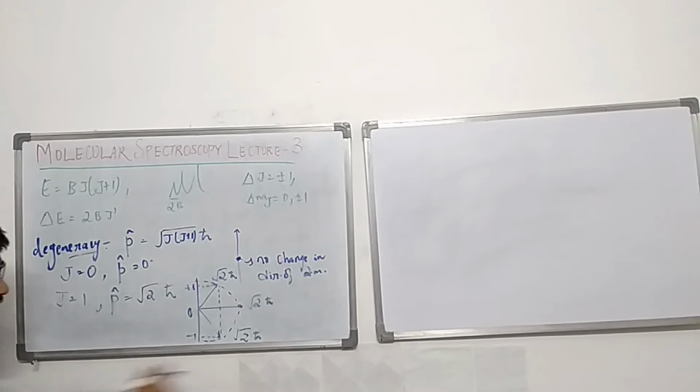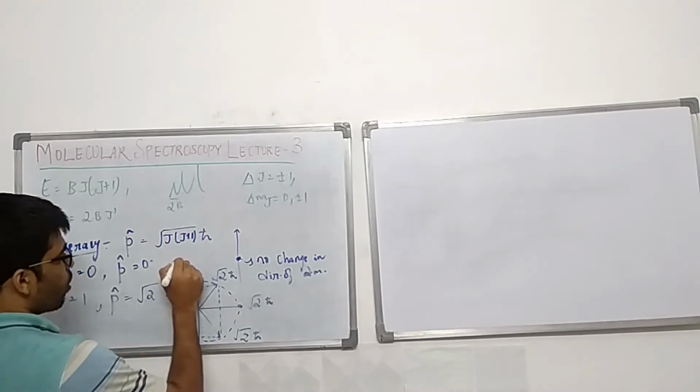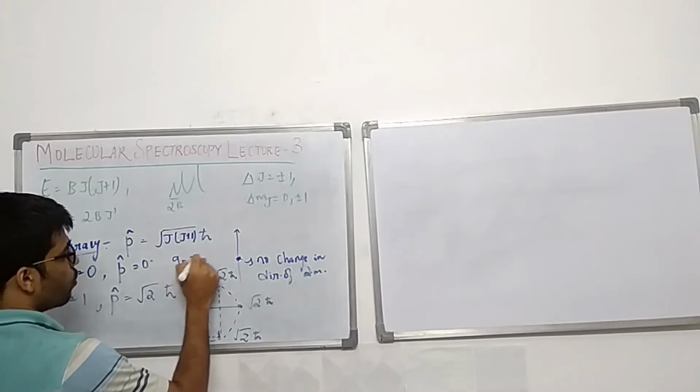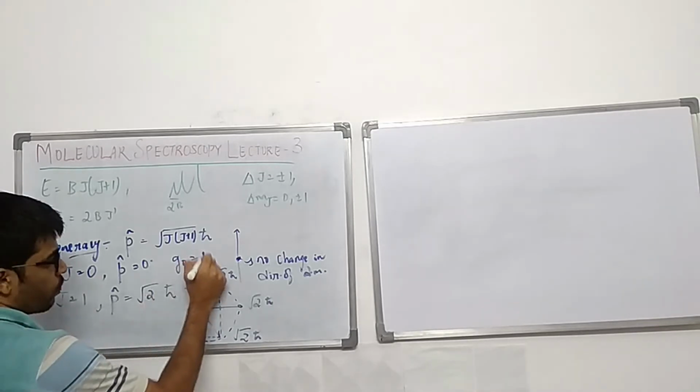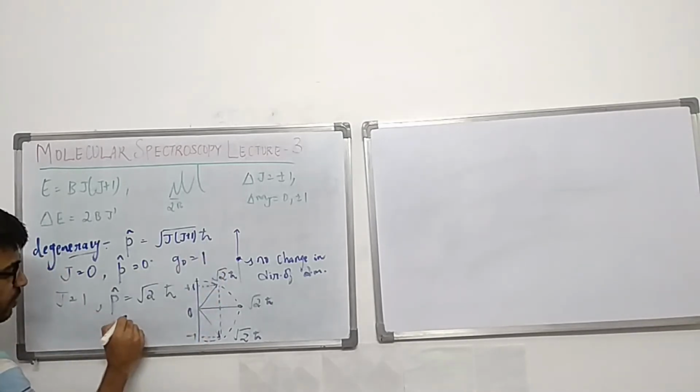Okay. So that means the degeneracy for J equals 0 was 1. There is only one possible state. Degeneracy for J equals 1 is 3. There are 3 possible rotations for the same energy, same quantum number J equals 1.